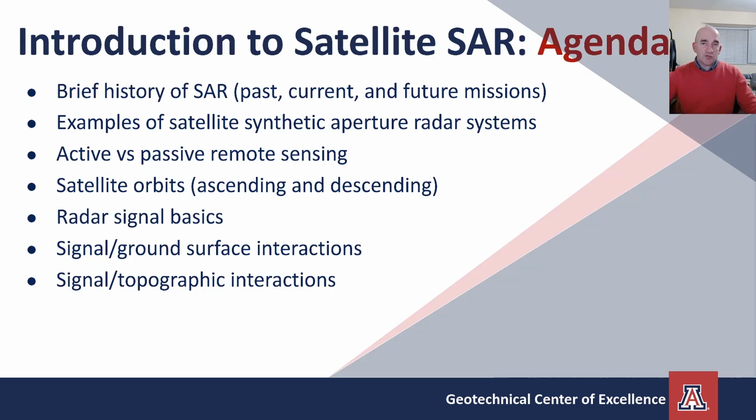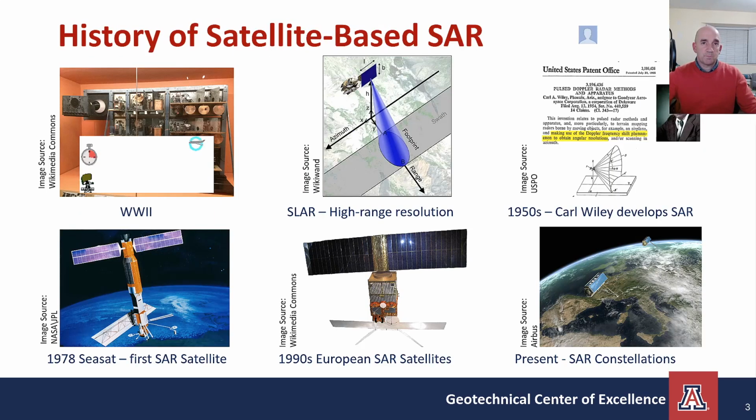After a brief look at the history of radar, we're going to look at past, present, and future satellite SAR systems. We're going to contrast active systems like SAR with passive systems such as optical satellites. Then we're going to look at how satellites orbit and why that's important for the data. And then we'll discuss the basics of the SAR signal and the interactions with the ground and why, for instance, topography can cause some issues.